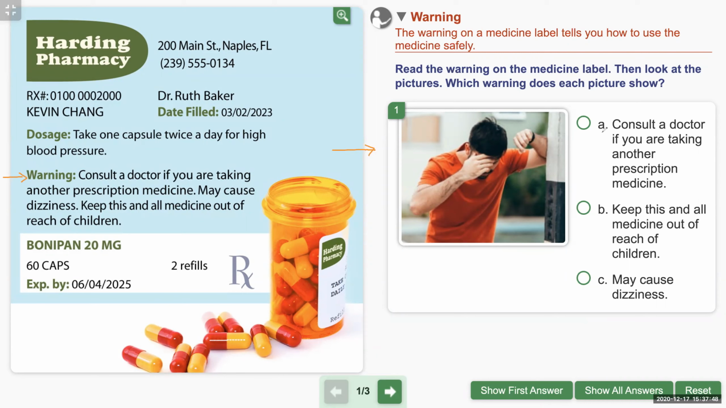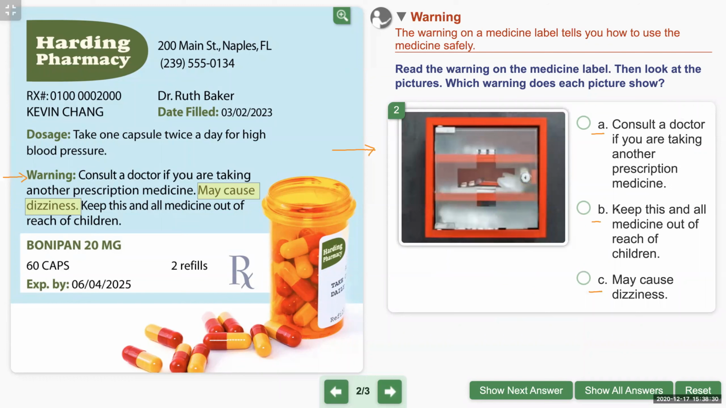Okay, I believe now we're ready for 2. The same concept, we have the same A, B, and C. Now we have a different picture and we have to determine, is it going to be A, B, or C? So let's check our answer. If you're ready, let's check our answer. Our answer is B. Keep this and all medicine out of reach of children.